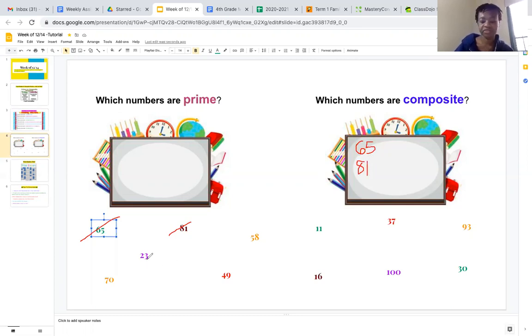23. I can't think of a number other than 1 and 23. So 23 is an example of a prime number. The number 23 has two factors, 1 and 23.